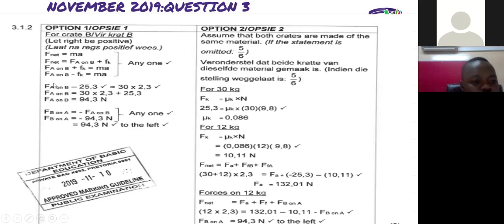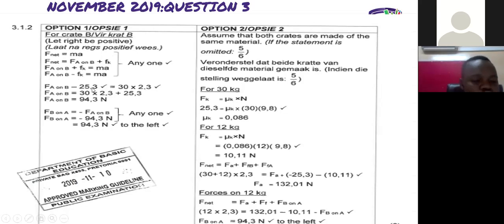So we go, the force of A on B is what I'm looking for, minus the frictional force. The reason you have a negative there is because the frictional force that is acting on B was acting to the left. So if it acts to the left, it is going to be negative. Why is the left negative? Because we chose to the right as positive. So it is the force that A exerts on B minus the frictional force that was acting on B.